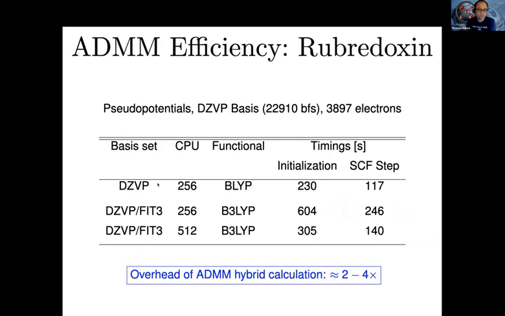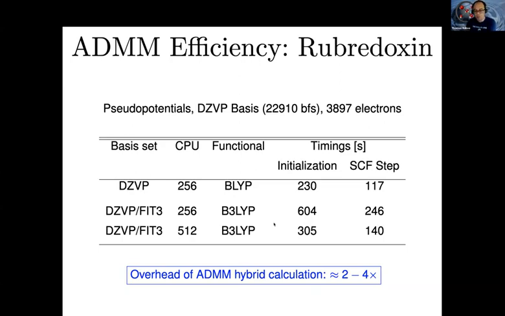And that's what you see here. So here with 256 CPUs, this is a pretty sizable system with nearly 4,000 electrons, periodic boundary conditions, 23,000 basis functions. And if you do a conventional GGA calculation, you need 230 seconds for the initialization. And for an SCF step, you need 120 seconds. And using this auxiliary density matrix approach, which I've just shown you, you can make a B3LYP calculation. That means the same thing, just adding Hartree-Fock exchange at an additional cost, which is about a factor of 2 to 4 more expensive than an already very efficient GGA calculation.